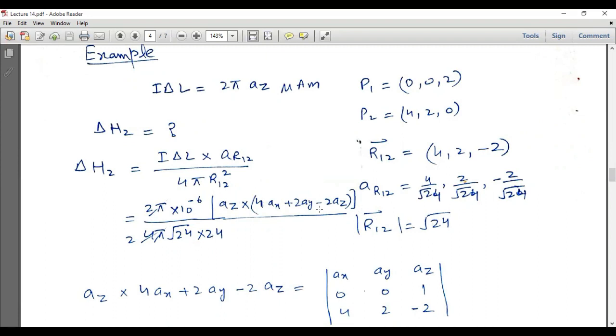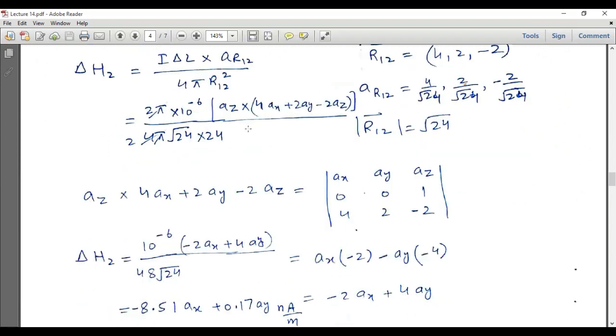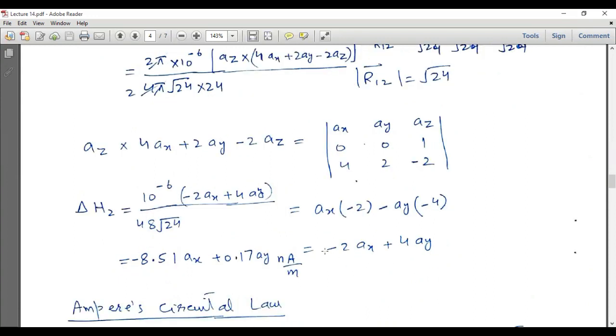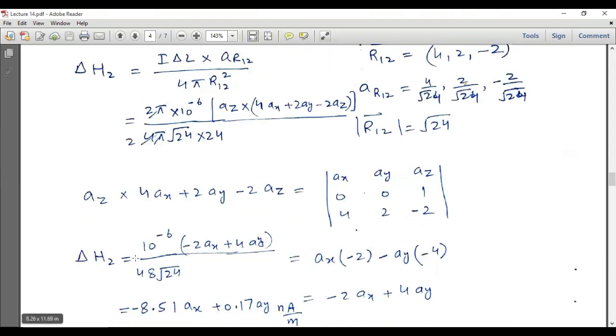And let's evaluate this cross product. And to evaluate this cross product, we will use this determinant, and in the determinant we will write a_x, a_y, a_z. This is a_z, which is 0 0 1, and this is our second vector 4 2 minus 2. So let's evaluate the determinant, and after evaluation we will get minus 2 a_x plus 4 a_y. That is the determinant, and let's put this value over here, and after doing the simplification we will get this answer. So that is actually the incremental magnetic field intensity delta H2 at point P2.